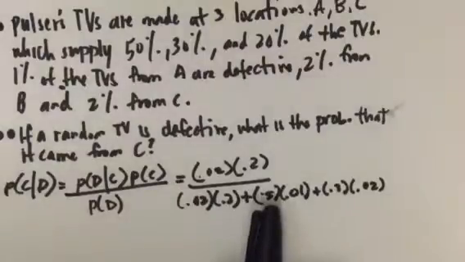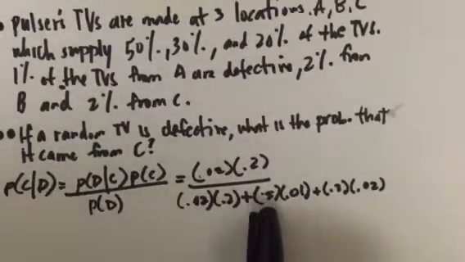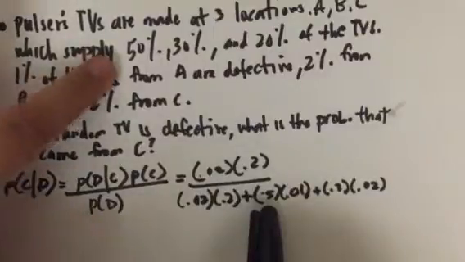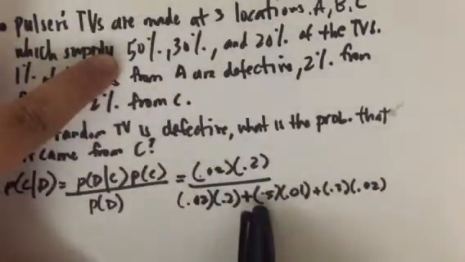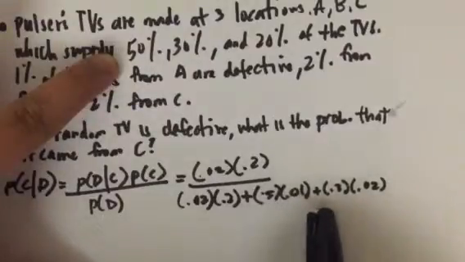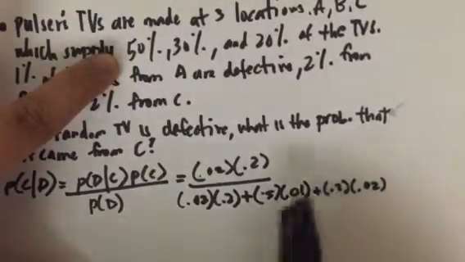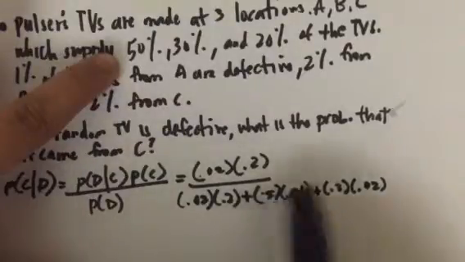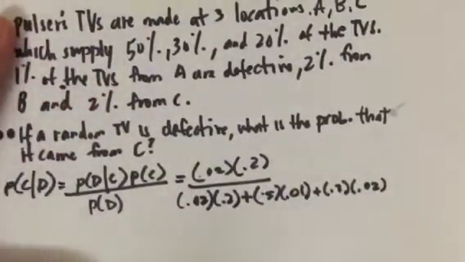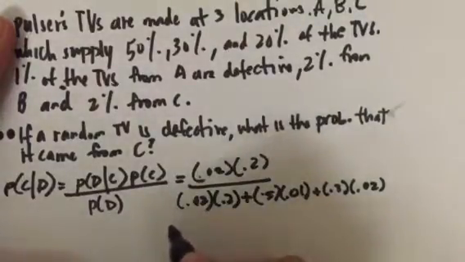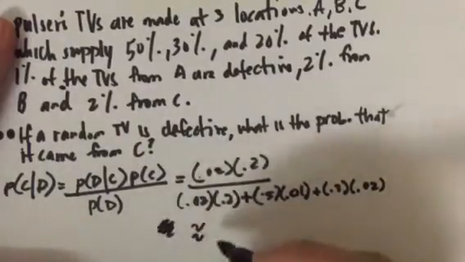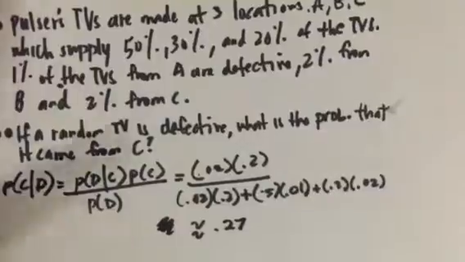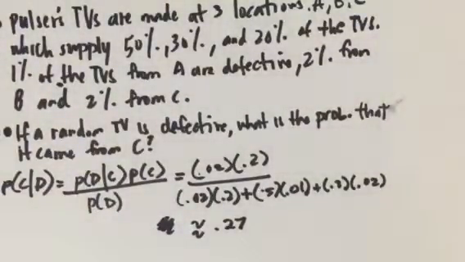This is the probability of C given D, and this is the probability of A given D, and this is the probability of B given D. And you just add them all together. And finally you calculate this, and you get approximately 0.27. So the final step is to check your answer.